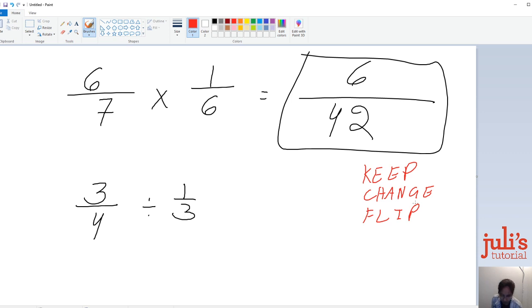This is division. Yes, it's like the one before. It's just division. Cheyenne, are you here with us? No, the one before was 3/5 divided by 1/3. This is 3/4 divided by 1/3.